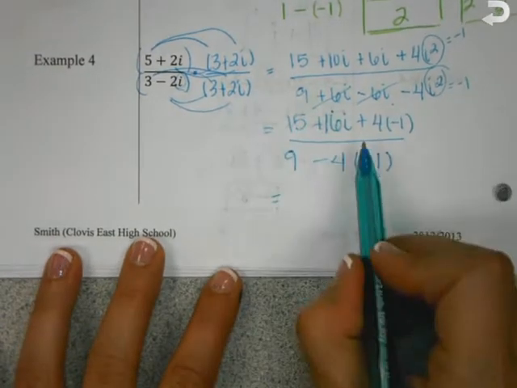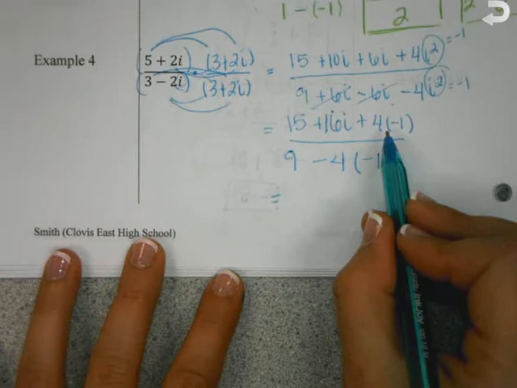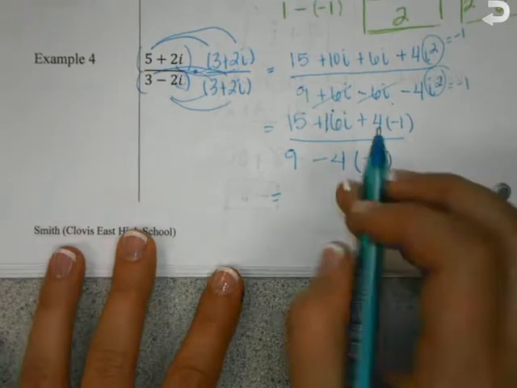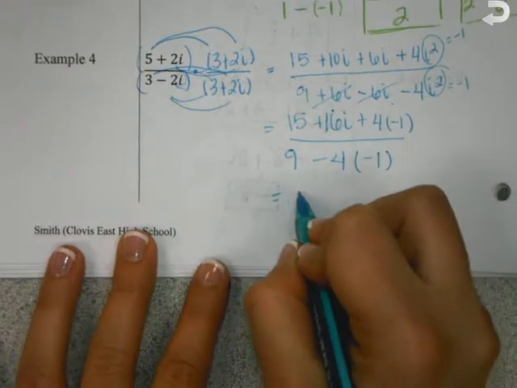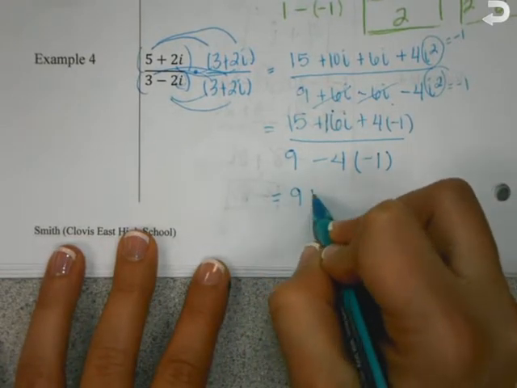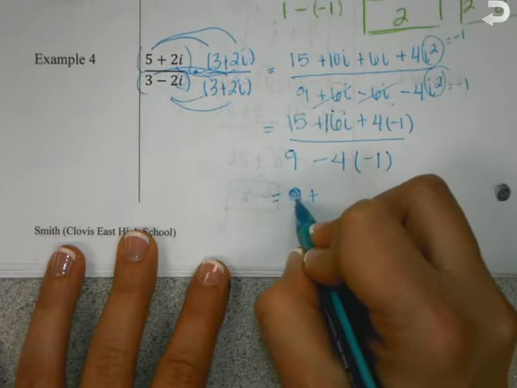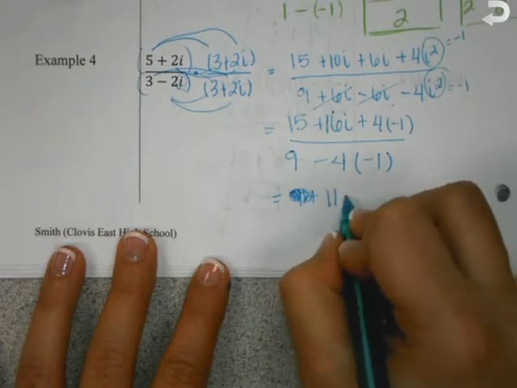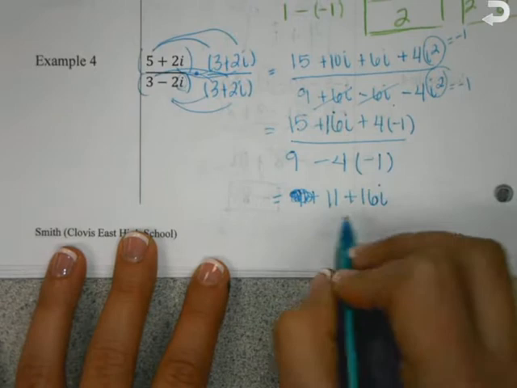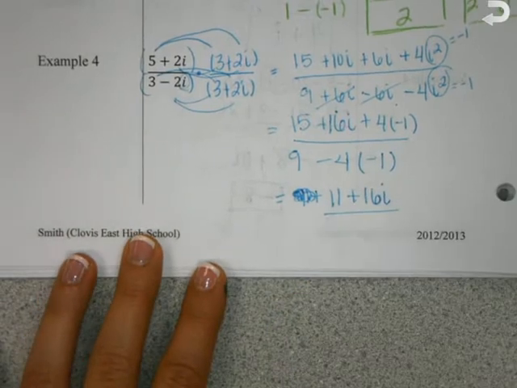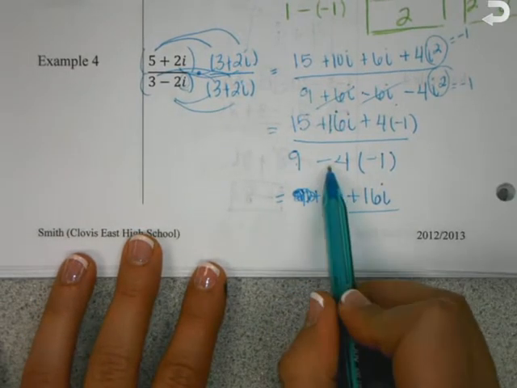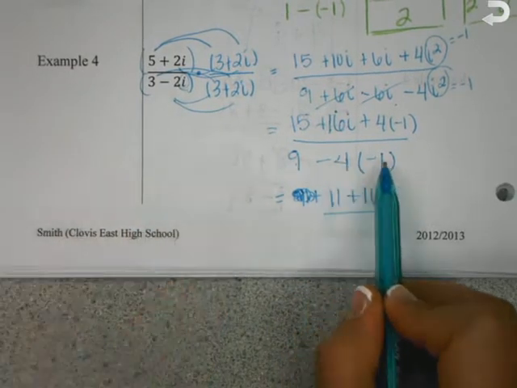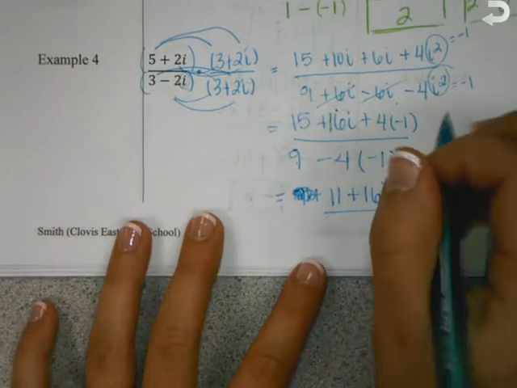Did you say 11? Oh, I heard 9. Plus 16i, all over 9 minus 4 times negative 1. So that's going to give me 13. Oh, 13. And then they want us to split this up to make it a proper complex number. So that's going to be 11 over 13 plus 16 over 13i.